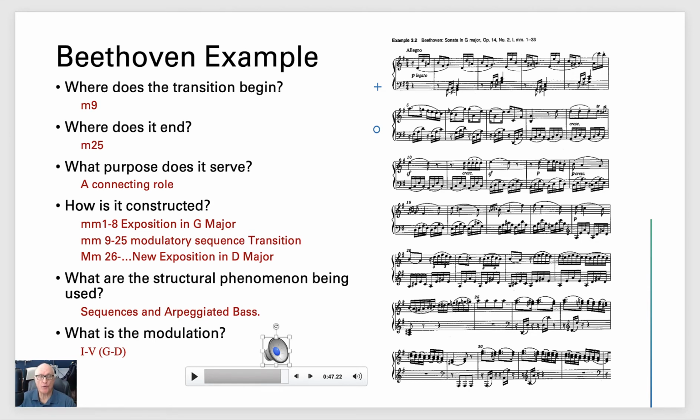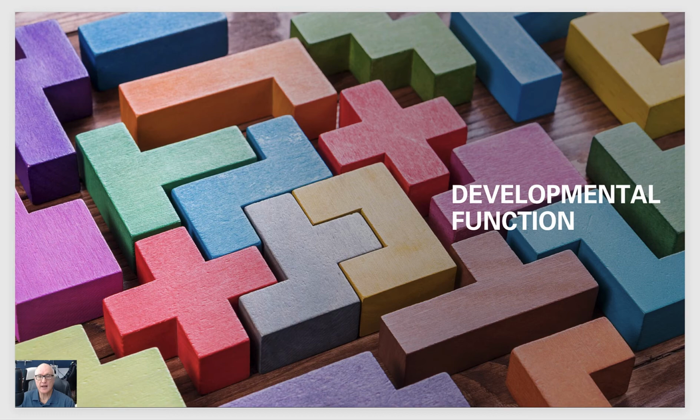It could be many forms. The transition could be 8 bars long. It could be a whole long section. So you get to decide by using your ear and by looking at the structural phenomena where the transition begins, where it ends, and what its purpose is. Next would be the developmental function.